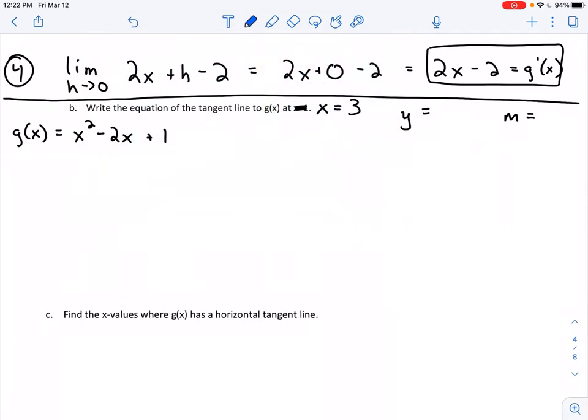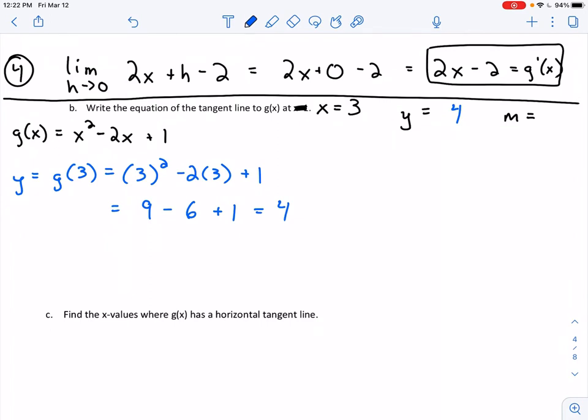So in order to find the y value of our function at x equals 3, I'm going to look to the original function g of x. And I'm going to take the x value that was given to me, x equals 3, plug it in, and evaluate my function. So for my y value, I'm looking at g of 3, which is equal to 3 squared minus 2 times 3 plus 1. So this is equal to 9 minus 6 plus 1. So let's see, 3 plus 1, I've got 4. So I end up with a y value of 4. So there is my y value.